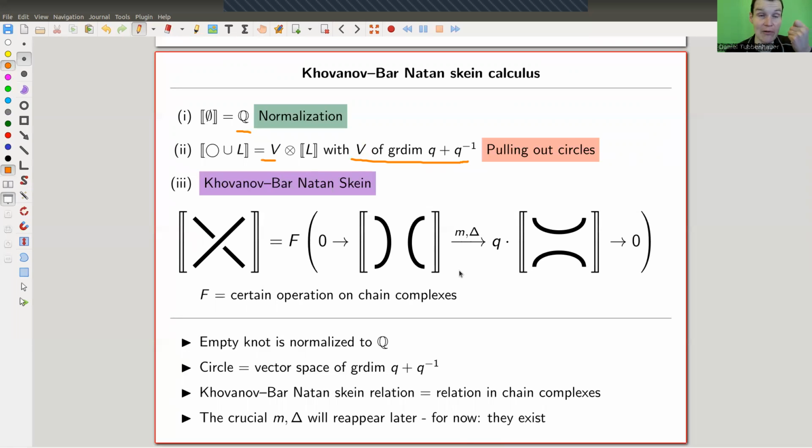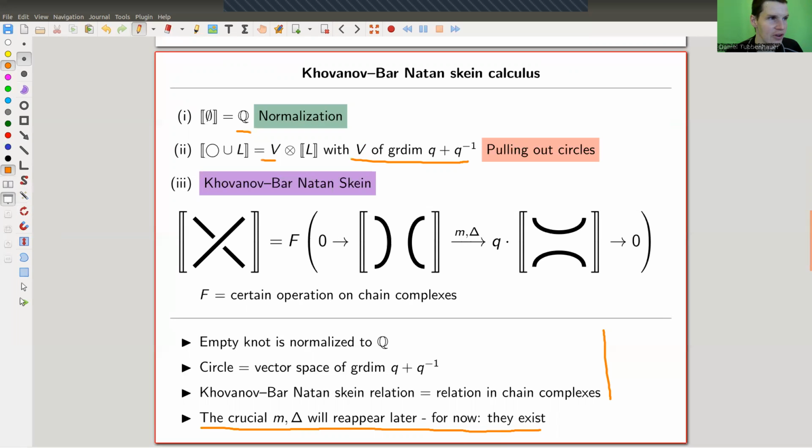You just now have a linear relation in complexes. In particular, the crucial maps here of complexes, I will come back to them later. For just now, they just exist. And otherwise, it's really the same. So you normalize, you have the circle, which is now, as I said, not a number anymore, but it's a vector space. And you have a relation, but it's now not a relation among numbers. It's a relation about complexes. And what you get out of it is called Khovanov homology. And you prove that it's well defined and a knot invariant, and so on and so on.